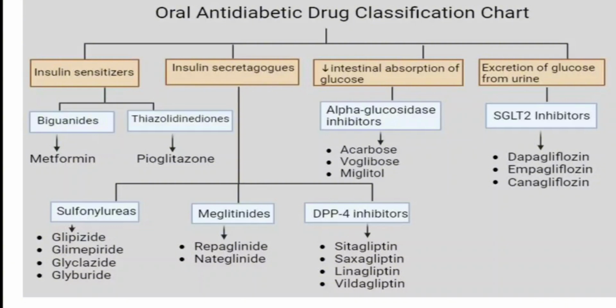Then we've got drugs that reduce the intestinal absorption of glucose. These are alpha-glucosidase inhibitors. Examples include acarbose, voglibose, miglitol. Then we've got drugs that increase the excretion of glucose from urine, that are the SGLT2 inhibitors. Examples include dapagliflozin, empagliflozin, canagliflozin.